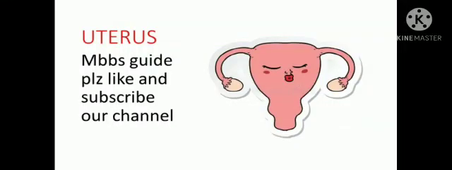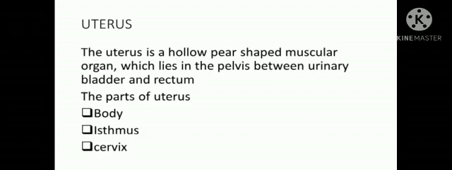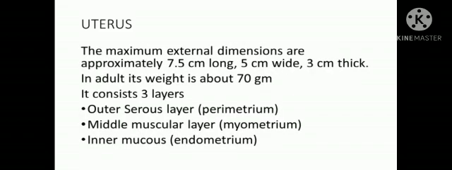Today we learn about the uterus. The uterus is a hollow pear-shaped muscular organ, which lies in the pelvis, between the urinary bladder and rectum. The parts of the uterus: body, isthmus, cervix. The maximum external dimensions are approximately 7.5 centimeters long, 5 centimeters wide, 3 centimeters thick. In an adult its weight is about 70 gm.